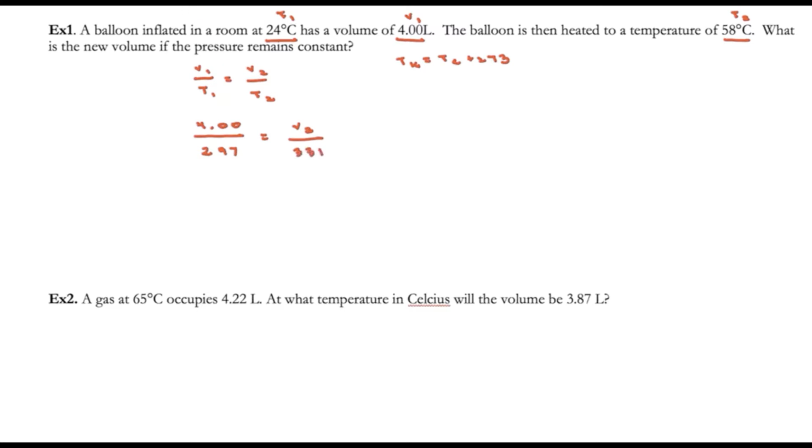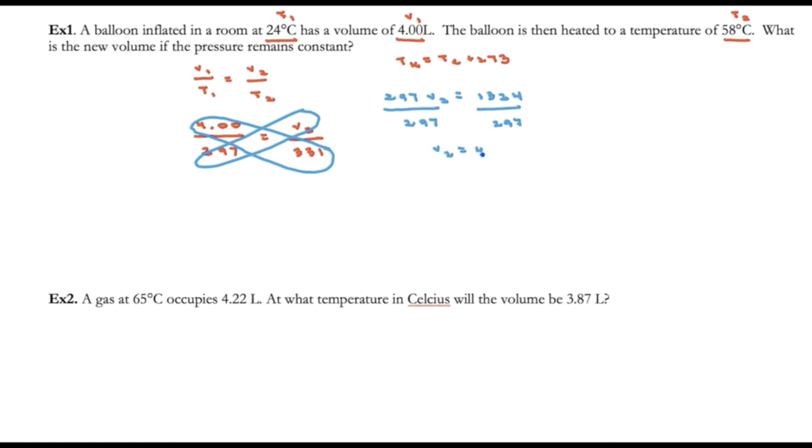All right, so what I'm going to do is cross multiply. So these multiplied by each other will equal these multiplied by each other. So let's write that out. 297 times my V2 equals, well, I'm going to take 4 and multiply by 331, and I get 1,324. And now I need to take both sides and divide by 297. Keep in mind, I'm going to keep everything in my calculator. My V2 equals 4.458.